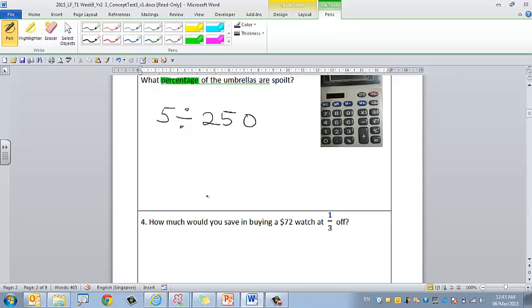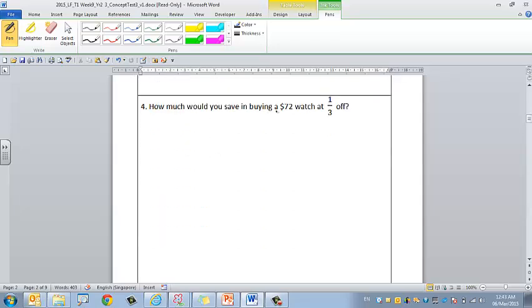Now next question. How much would you save in buying a $72 watch at 1/3 off? Okay, so here the keyword here is 1/3 off. So first step, look at the denominator. So this question wants you to divide. Okay, so how do we divide? So we can either do this method. Okay, Qilong and Erwin, you will do this method. And Guangzheng, 72 divided by 3.